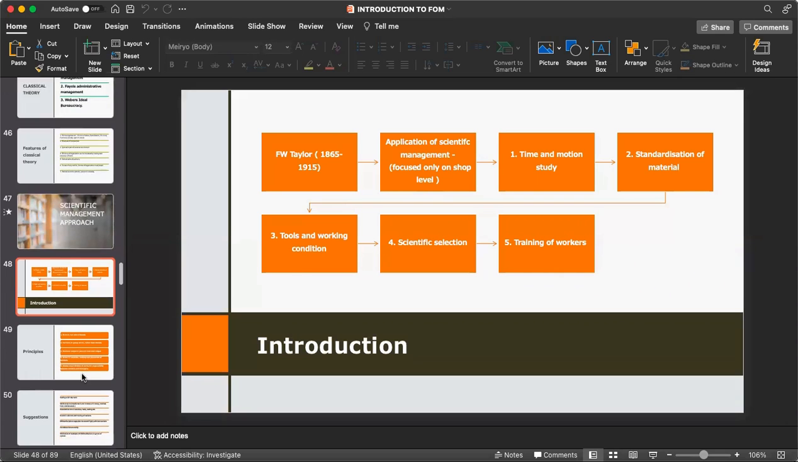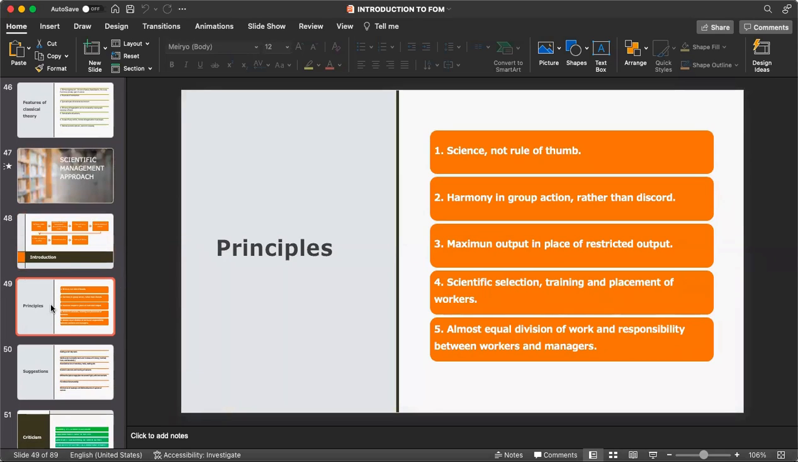Perfect. Moving to the principles now. I think whatever I have covered in Taylor's concept is done. Next one, we have the most important concept associated with it, that is called the principles of scientific management. First one, science, not a rule of thumb.